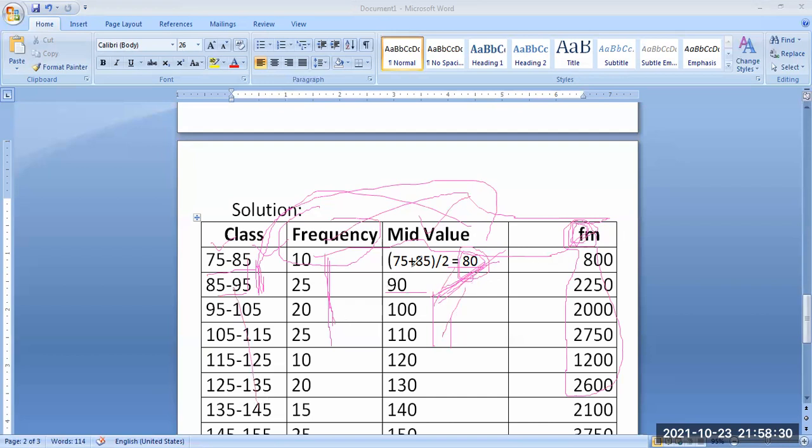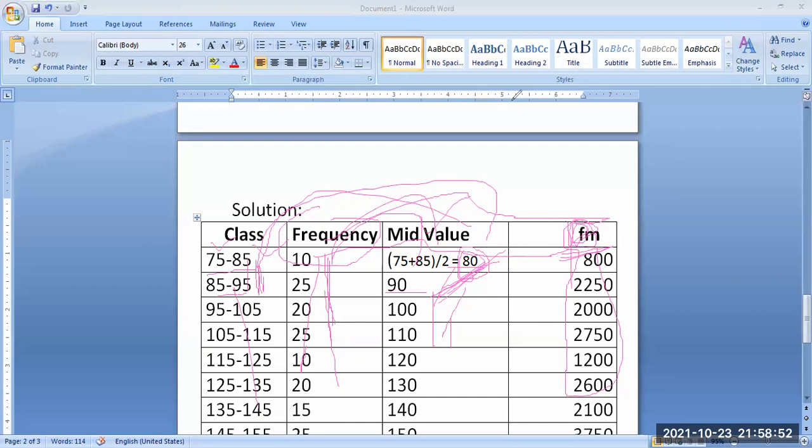Then these two values have to be multiplied. This multiplication will give you Fm. Sigma Fm we have to find. Sigma means total of these items. So sigma Fm by n, already 150 is there, frequency total. This is the formula. This is how you are going to do.